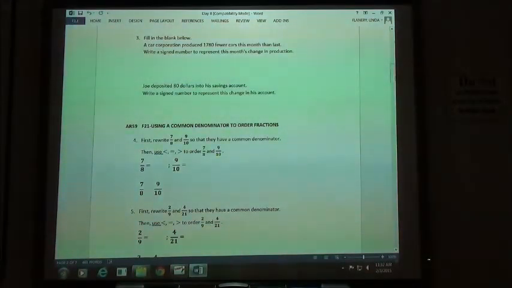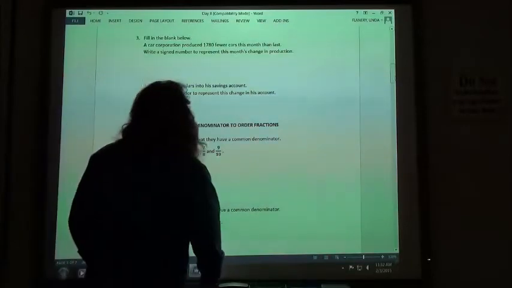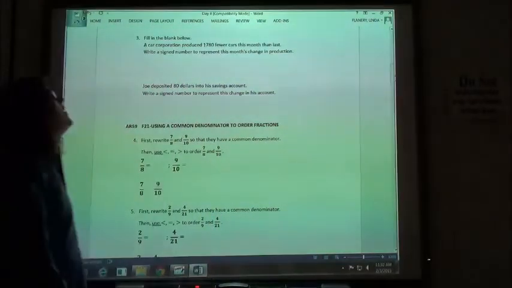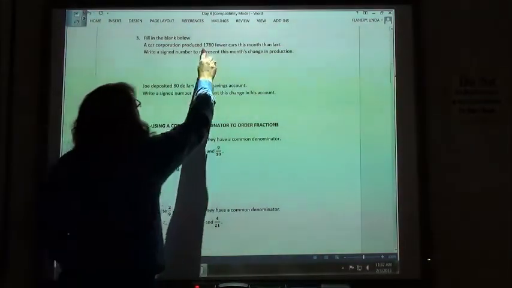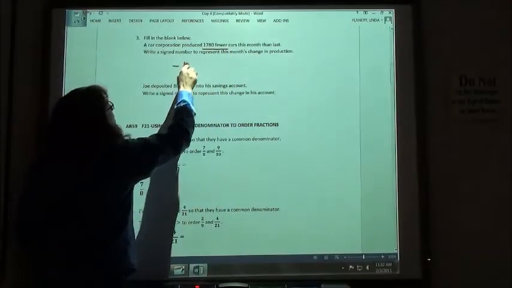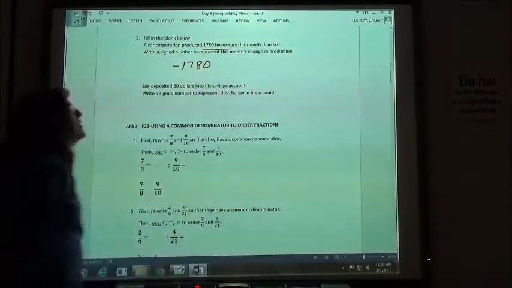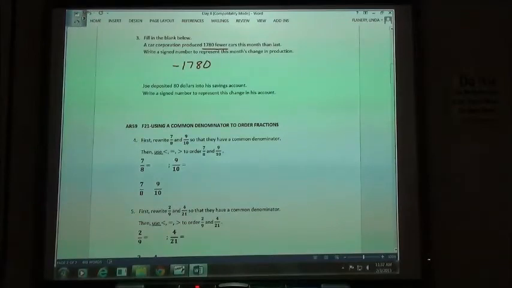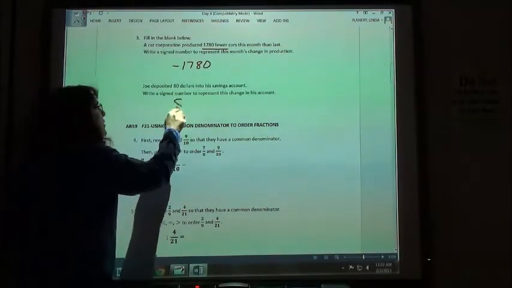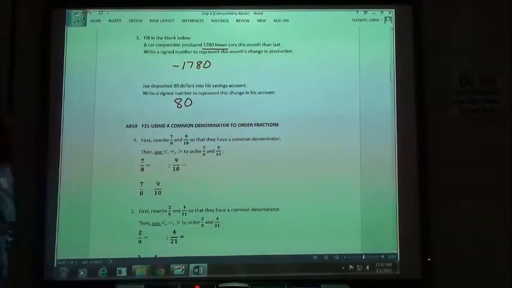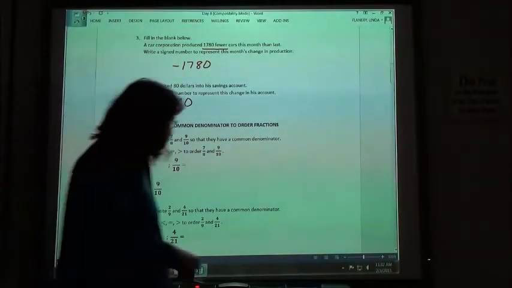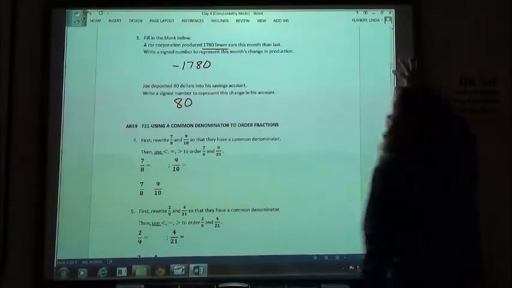So number 3, a car corporation produced 1,780 fewer cars this month than last. If they're fewer, it dropped by 1,780, so negative 1,780. Joe deposited $80 into his savings account. That means he has $80 more. We're just going to put 80. We don't need the plus sign in front. So those hopefully are simple enough. Number 4, 5, and 6.